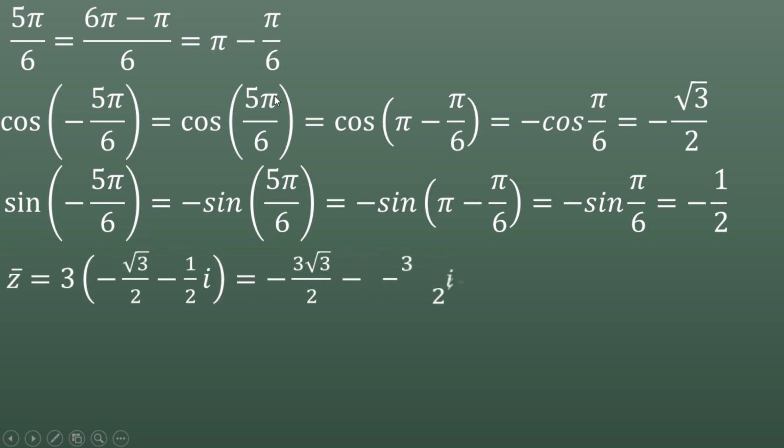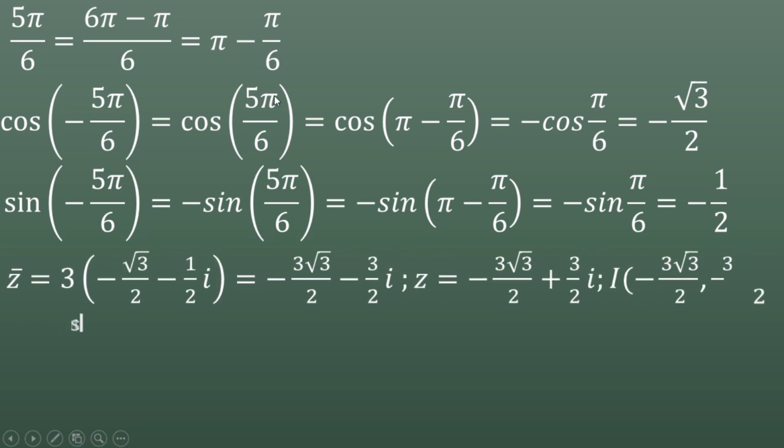z bar equals 3 times (minus radical 3 over 2 minus half i), which equals minus 3 radical 3 over 2 minus 3 over 2 i. So z equals minus 3 radical 3 over 2 plus 3 over 2 i. Then the coordinates of the image of z are (minus 3 radical 3 over 2, 3 over 2).